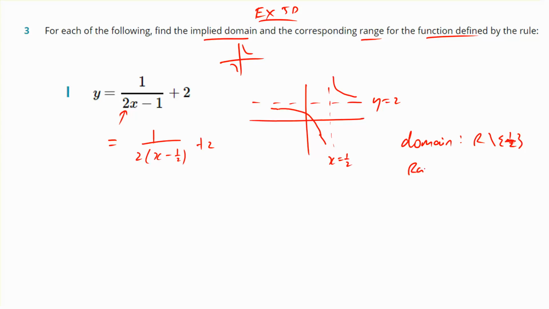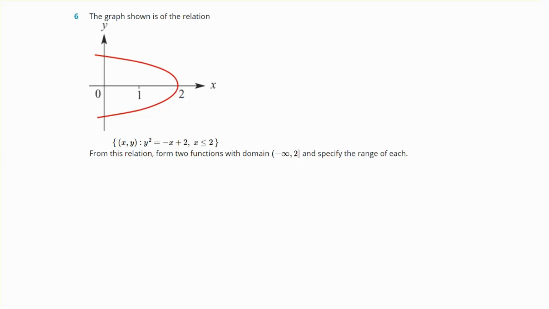For the range, something similar. Can you see that it goes from positive infinity down to 2, but not including 2, and then from 2, not including 2, to negative infinity. So it's essentially the whole number line except 2. The idea behind implied domains is just what domain the graph naturally takes up. So in this case, the domain is reals excluding a half, and the range is reals excluding 2. So we'll move on to question 6 now.